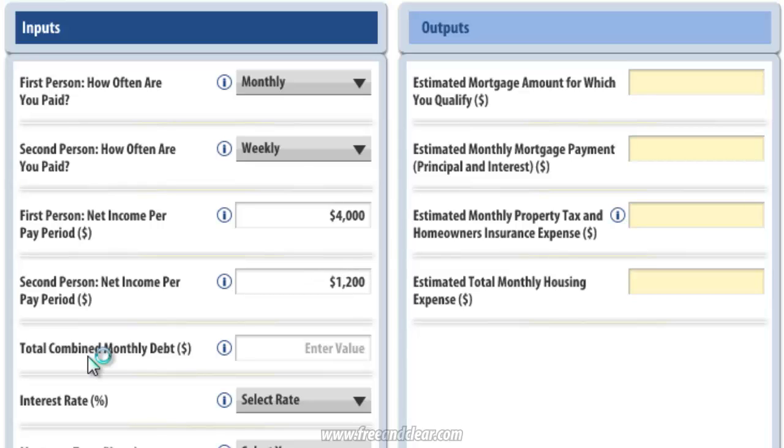The next input asks, what's our total combined monthly debt? This is any monthly debt such as an auto loan payment, credit card payment, student loan payment, any revolving debt that you pay on a monthly basis. So I'm going to use $450 in this example.